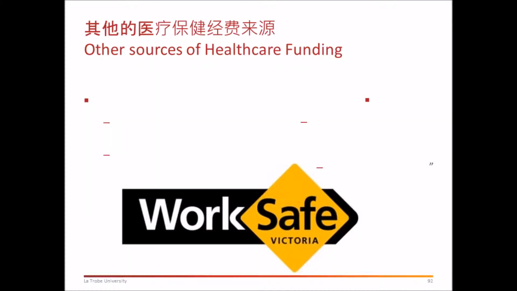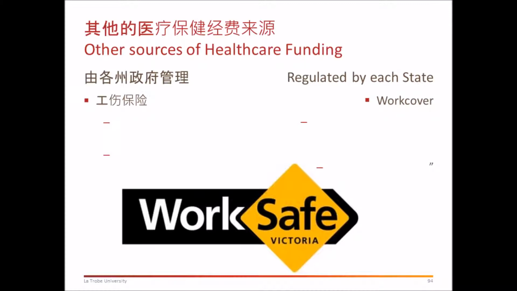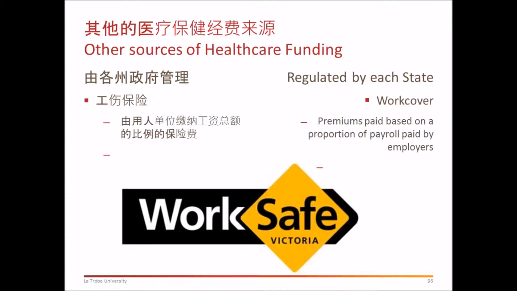If you are injured at work, your healthcare will be funded by workplace insurance schemes. These have different names in each state. In Victoria, it's known as WorkCover. And in Victoria, the premiums are paid by the business owners, and they're based on a proportion of the total payroll of the employers. So it's an employment on-cost.